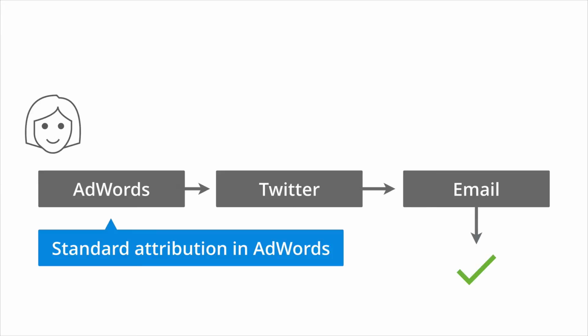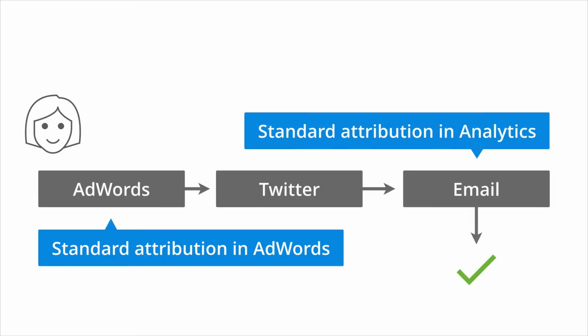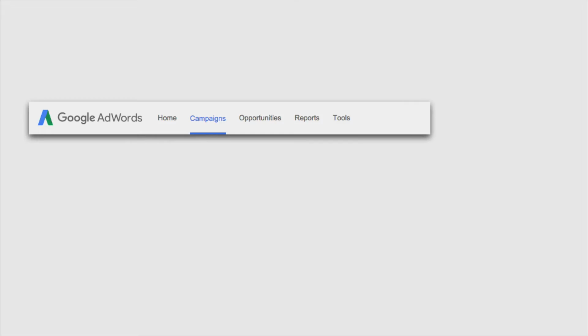If we look at the standard attribution inside Google AdWords, then since there was a click from our campaign in the path to conversion, we'd see a conversion inside our AdWords account. If we then look at the standard reports inside Google Analytics, the conversion would be attributed to the email campaign. So you can immediately see that we'd be looking at different results if we were comparing our data from AdWords to what we find inside Google Analytics.